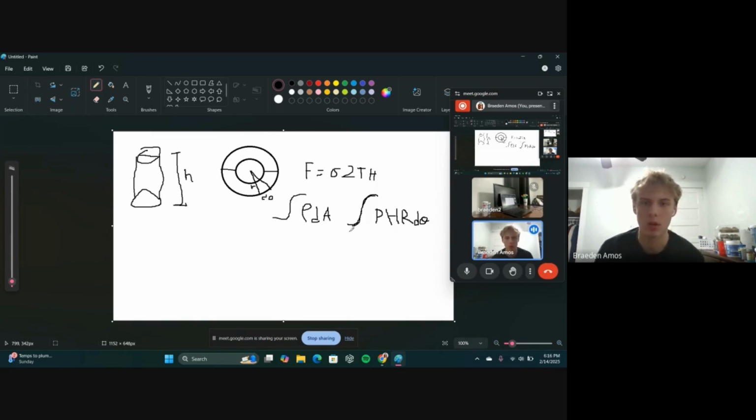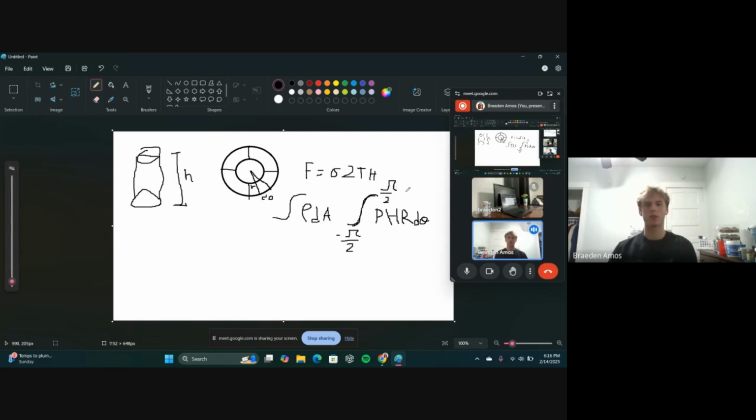And then we also know our bounds of the integral. And since it's only half, I should have drawn these like this. So from the top to the bottom, or from negative pi over 2 to pi over 2.